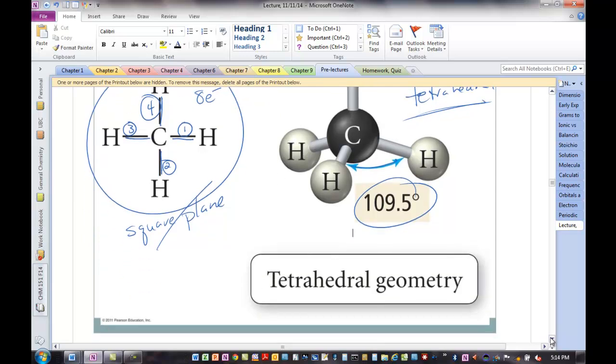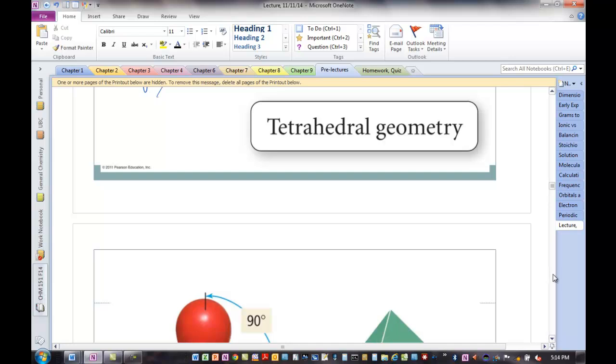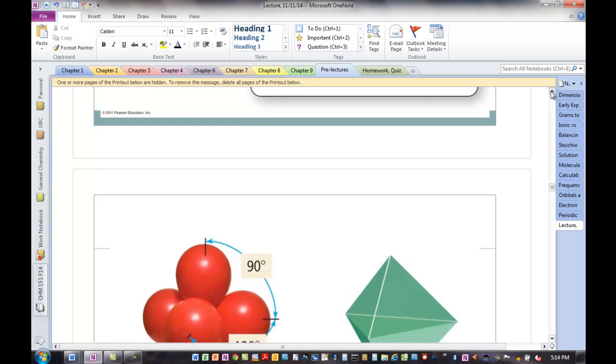And there's your tetrahedron. Now I don't think I want to go to this next one yet, because this is 5 pairs. I want to go to a handout. Yeah, that's 5. Let's not do that yet. Let's come back to that later.